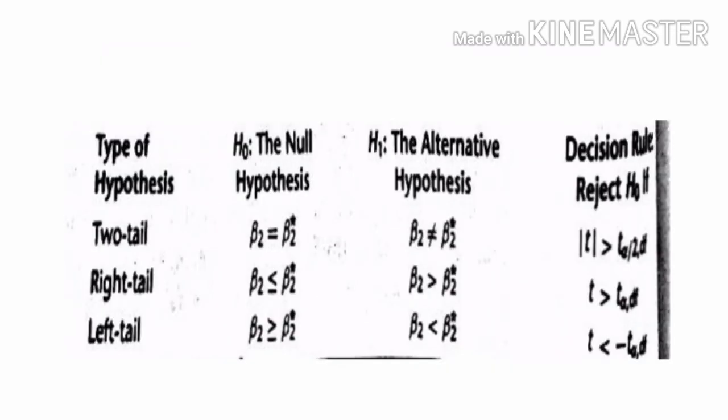And you see the types of hypothesis: H naught, the null hypothesis, H1, the alternative hypothesis, and the decision rule, reject H naught. Two-tail test, right-tail and left-tail. Two-tail test: beta 2 equals beta 2 star against beta 2 not equal to beta 2 star. Right-tail test: beta 2 greater than beta 2 star. Left-tail test: beta 2 less than beta 2 star.